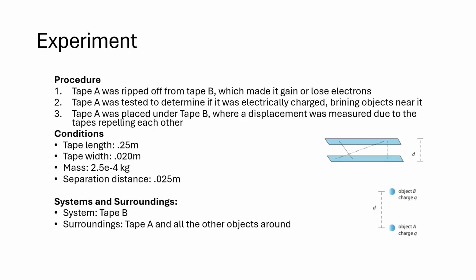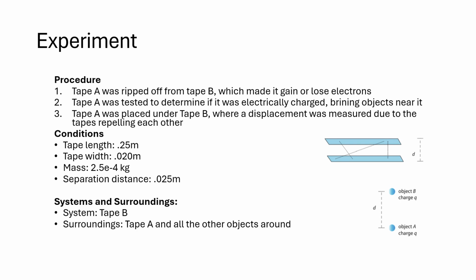Experiment. In this experiment, we made a procedure as shown below. One, tape A was ripped off from tape B, which made it gain or lose electrons. Two, tape A was tested to determine if it was electrically charged, bringing objects near it, such as the pen and the textbooks. And three, tape A was placed under tape B, where displacement was measured due to the tapes repelling each other.